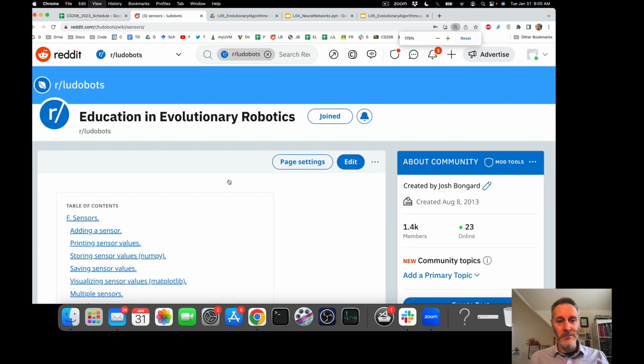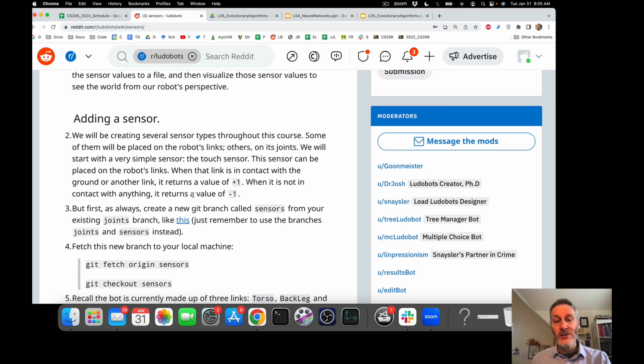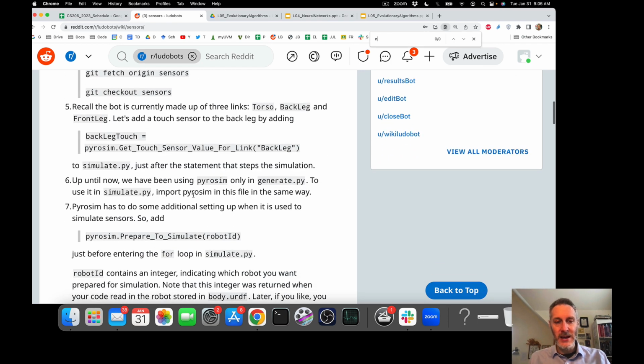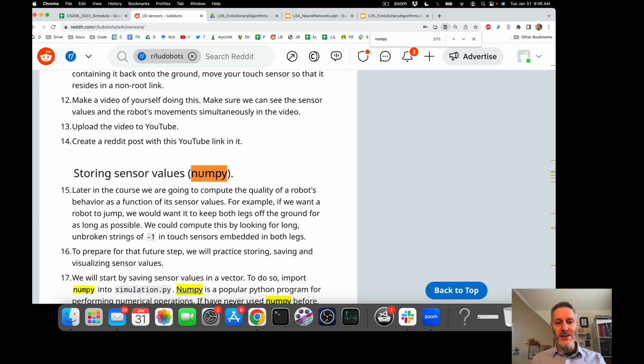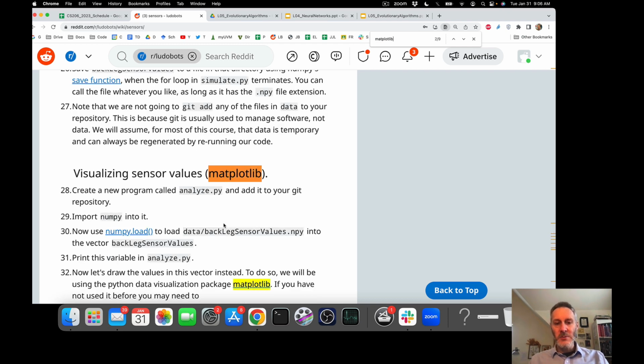In assignment 3, you're going to be implementing sensors for your robot. You're going to be introduced, for many of you, to two new Python packages today in this assignment. The first one is NumPy, which stands for Numerical Python. This is a very useful Python package to know, so please familiarize yourself with NumPy if you haven't used it before. And you're also going to be making use of matplotlib, which is a visualization Python package. Again, very popular, used for a lot of different things, a good Python package to know.